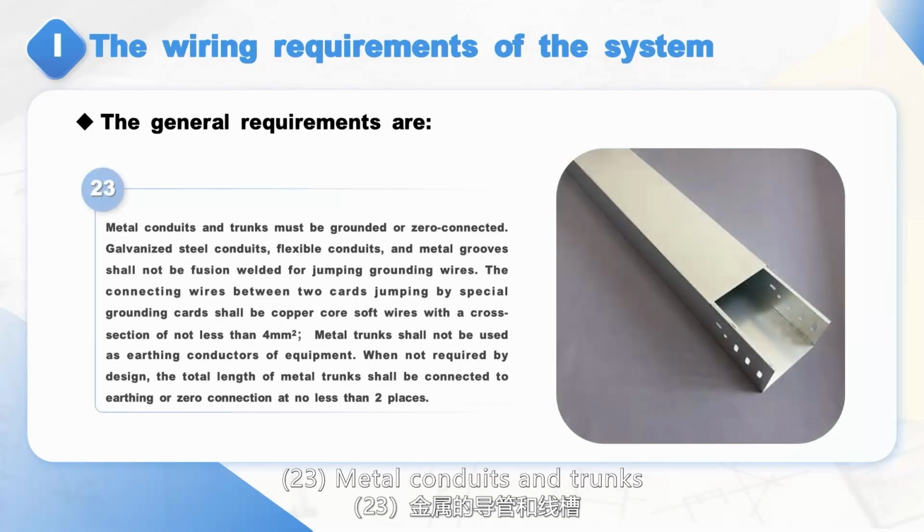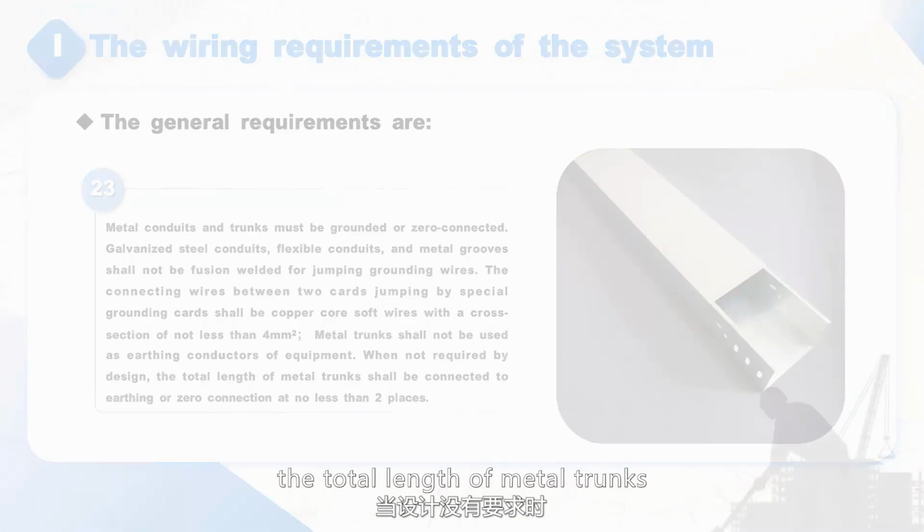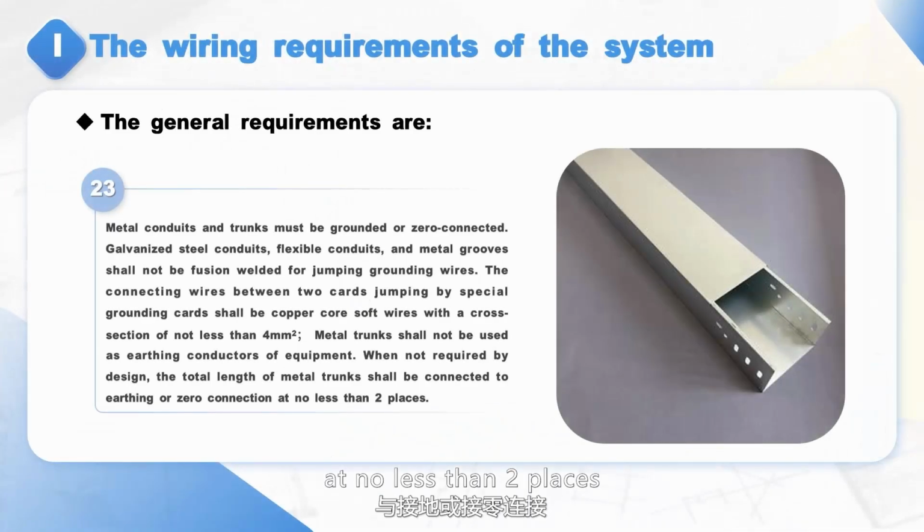23. Metal conduits and trunks must be grounded or zero connected. Galvanized steel conduits, flexible conduits, and metal grooves shall not be fusion welded for jumping grounding wires. The connecting wires between two cards jumping by special grounding cards shall be copper core soft wires with a cross-section of not less than 4 square millimeters. Metal trunks shall not be used as earthing conductors of equipment. When not required by design, the total length of metal trunks shall be connected to earthing or zero connection at no less than 2 places.